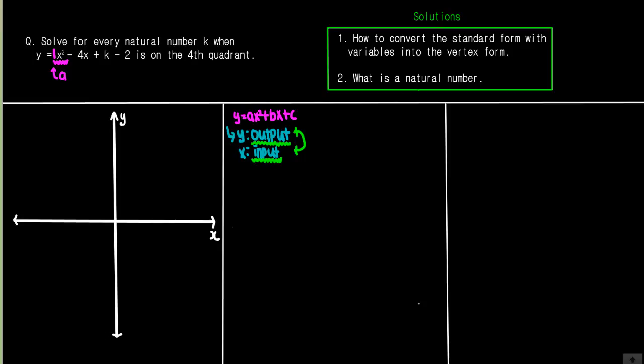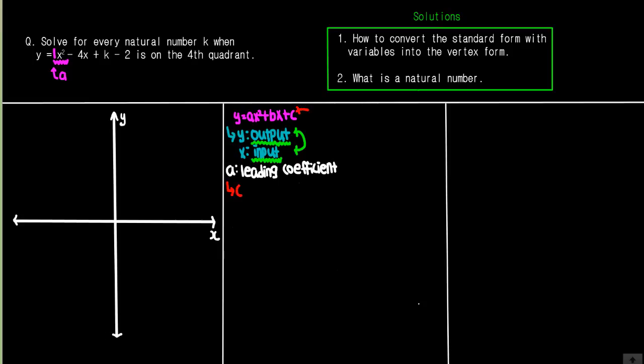And let's think about what a is. The a value is the leading coefficient, which is the coefficient of the highest degree power term. The highest degree power term in this case is x squared. So the leading coefficient is the coefficient of x squared, which is 1.